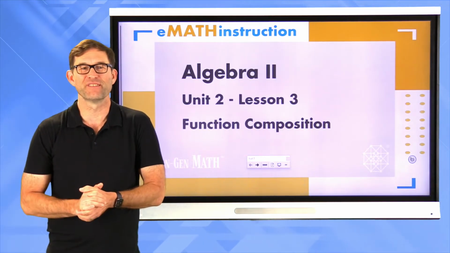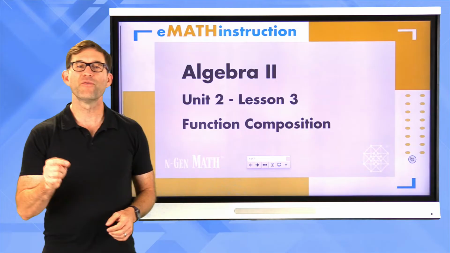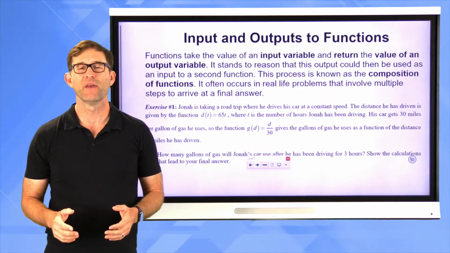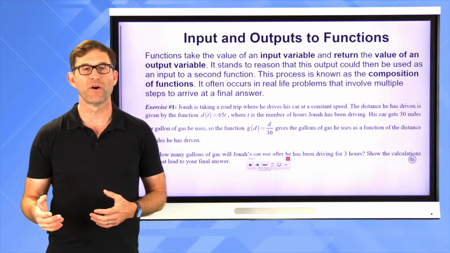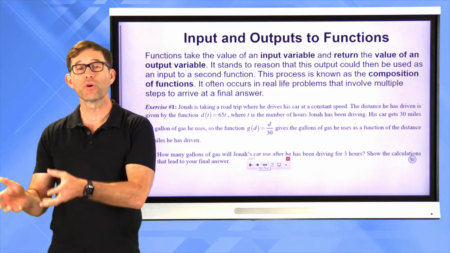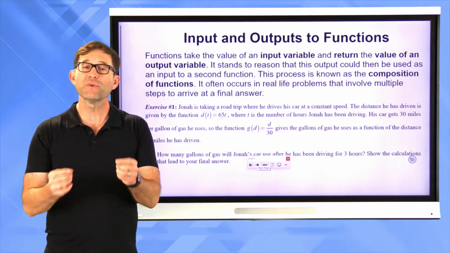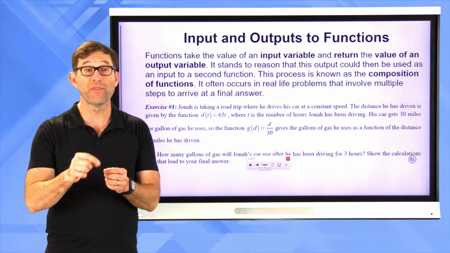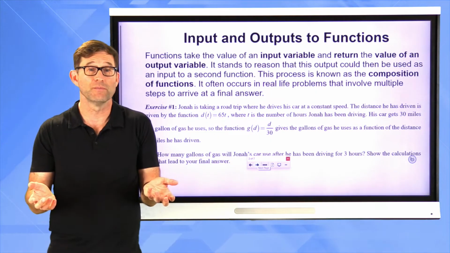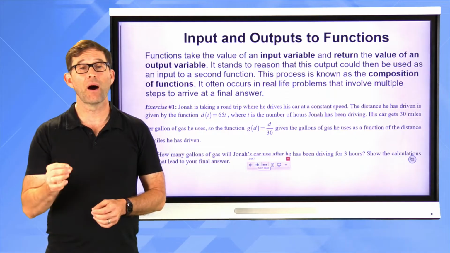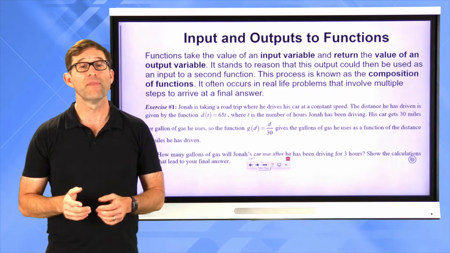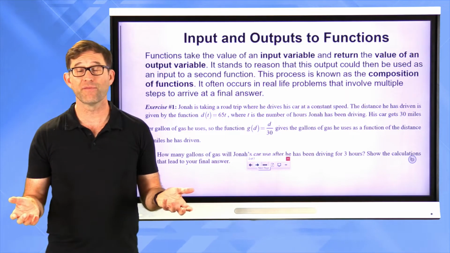That sounds kind of interesting, so let's jump right into it to figure out what it means to compose two functions. Now let's talk about inputs and outputs to functions. Functions take the value of an input variable and return the value of an output variable. So it stands to reason that this output, the thing that's coming out of a function, could then be used as an input to a second function. This process is known as the composition of functions, and it often occurs in real-life problems that involve multiple steps to arrive at a final answer.